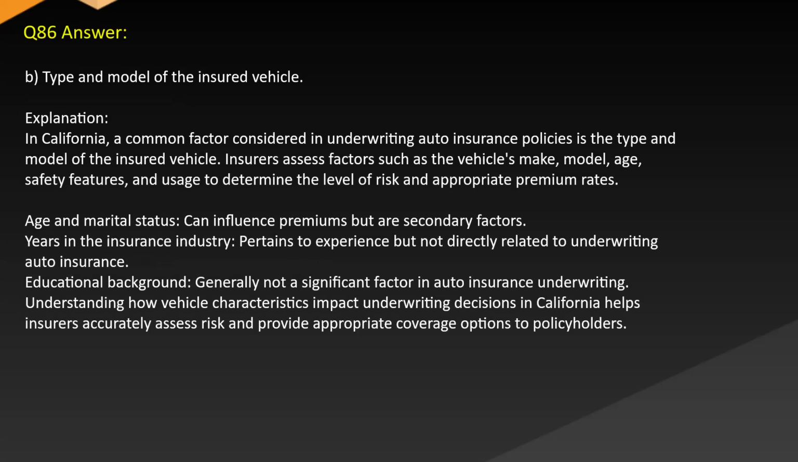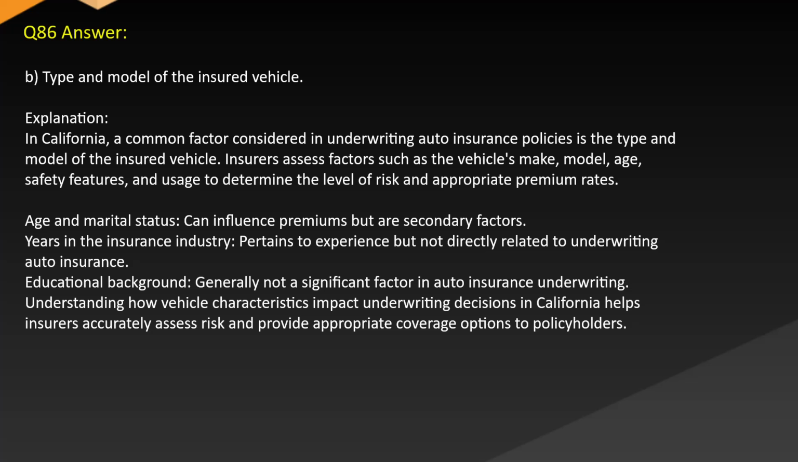Answer: B. Type and model of the insured vehicle. Explanation: In California, a common factor considered in underwriting auto insurance policies is the type and model of the insured vehicle. Insurers assess factors such as the vehicle's make, model, age, safety features, and usage to determine the level of risk and appropriate premium rates.